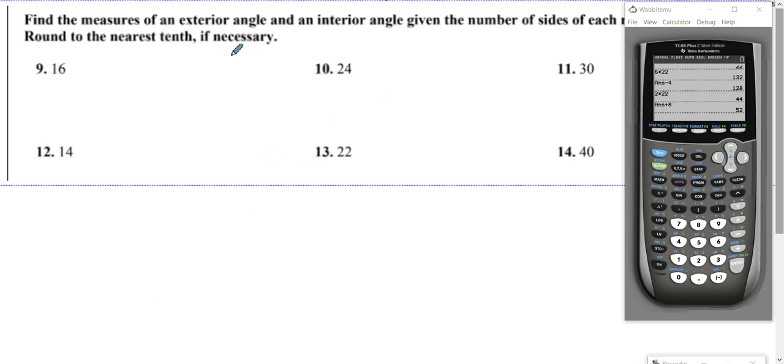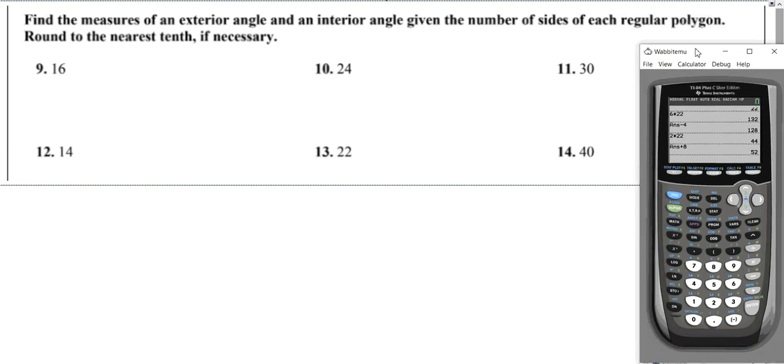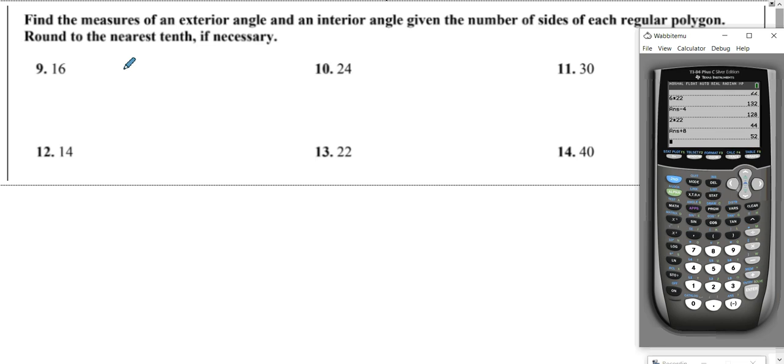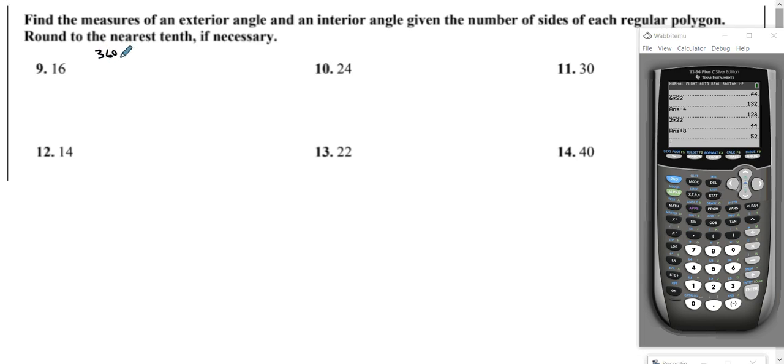Got these, and this one: find the measures of an exterior angle and an interior angle given the number of sides of each regular polygon. So we have this many sides. We want the measure of an exterior angle and an interior angle. Okay, so there's a couple different ways that we could do this. One way, I can start with the exterior angle first. If I know that the sum is 360 for the exterior angles, I could do 360 divided by 16, the number of sides, right?